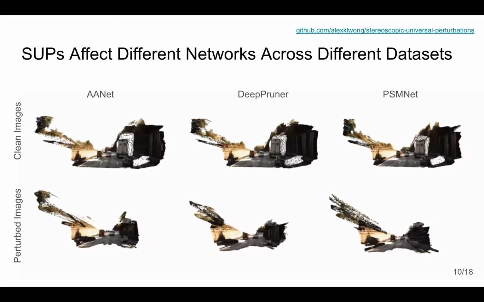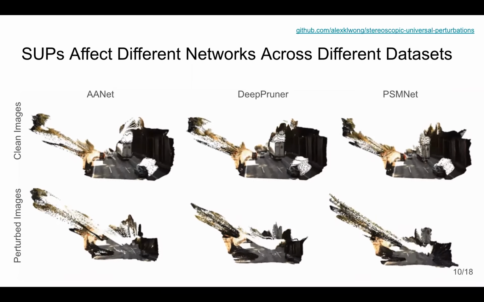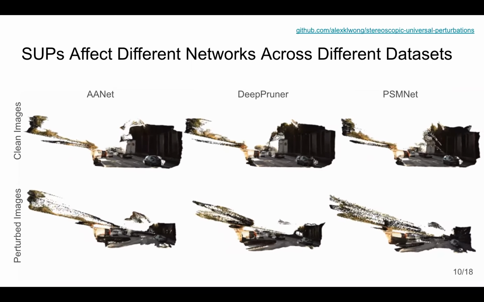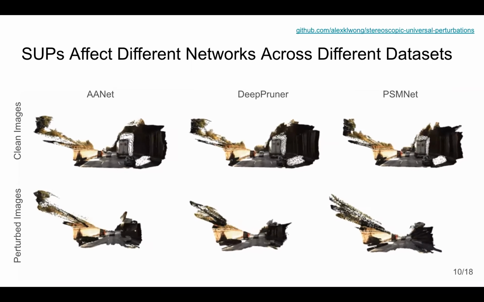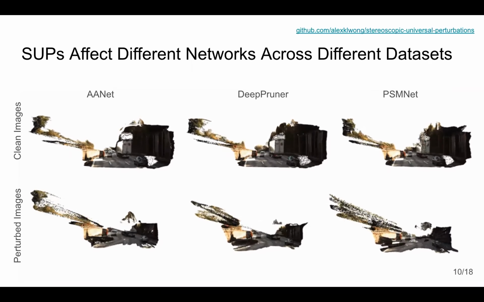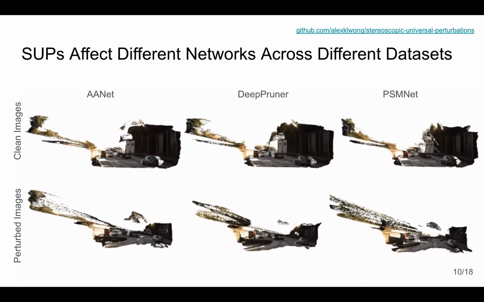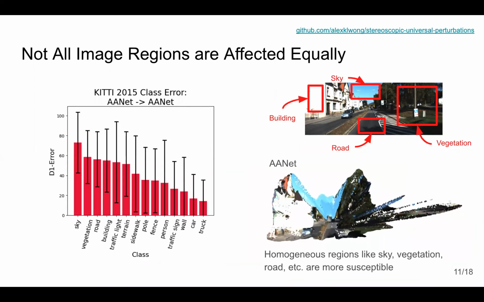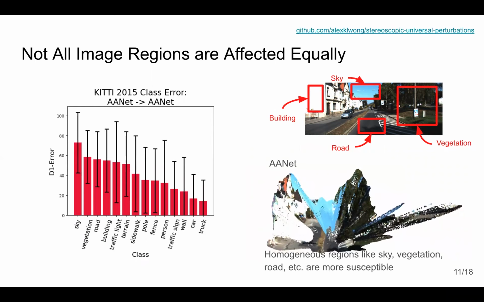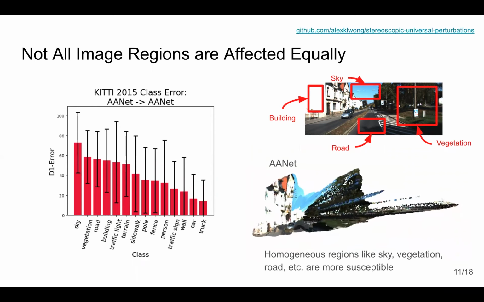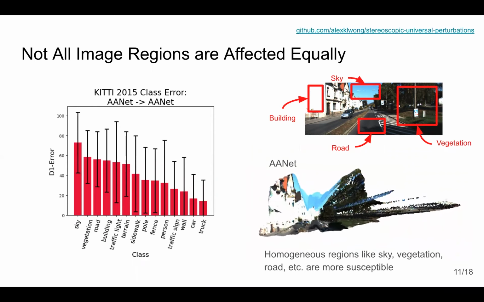To show this qualitatively, here are some point clouds estimated by each network before and after we applied our SUPs to its inputs. The three-dimensional scene becomes distorted, where surfaces are sheared and regions from far away are incorrectly estimated as close. But it turns out that SUPs do not affect all objects populating the scene equally. Some regions, like the sky and vegetation, are much more susceptible.